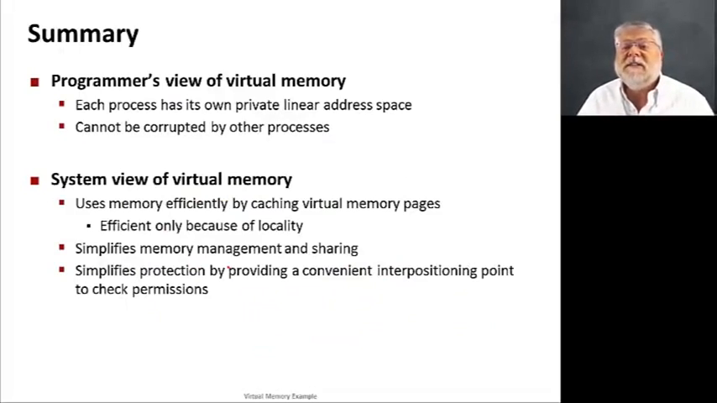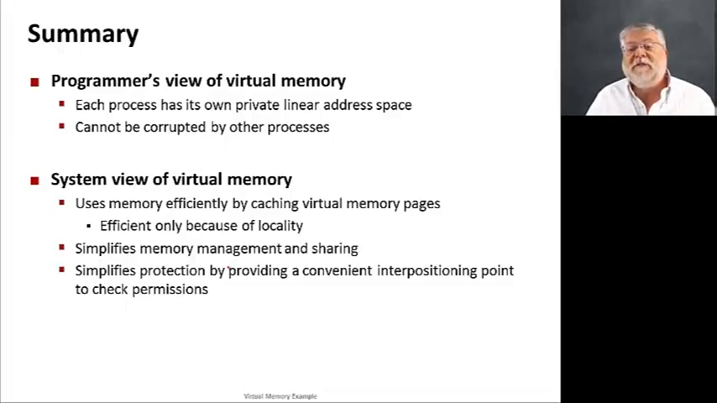To summarize this section, the programmer's view of virtual memory is that each process has its own private linear address space that cannot be corrupted by other processes, although we might be sharing some parts of it with other processes, mostly read-only sections like library code, for example. The system's view of virtual memory is that we're using memory efficiently by caching virtual memory pages. So we're making good use of that small physical memory that we have. And it's efficient only because locality works. Remember, when we're accessing one part of memory, we're likely to access other parts of memory nearby.